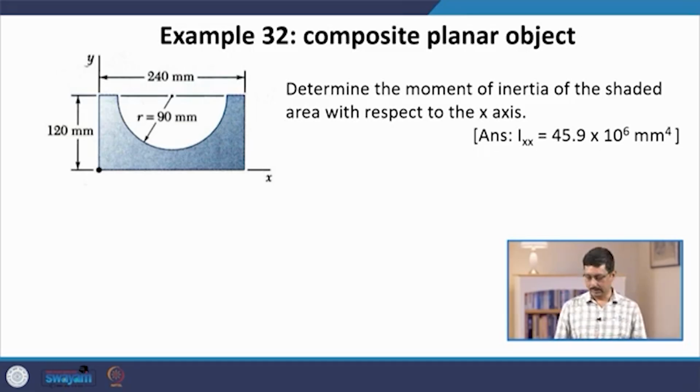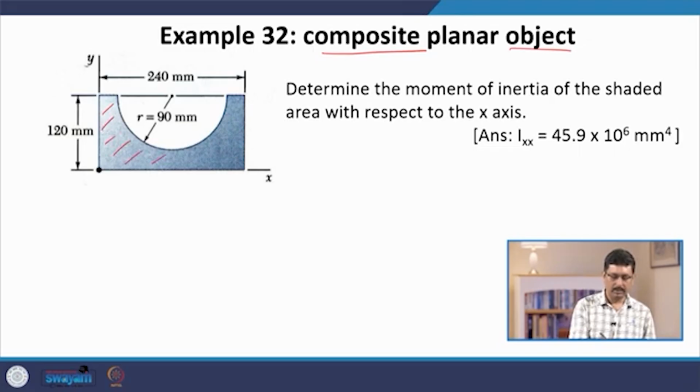Here is a practically important example, because here we want to calculate the moment of inertia not of a simple shape, but of a combination of simple shapes. So, a composite object. Remember, it is analogous to what we did earlier to calculate the center of mass. Here also, instead of the center of mass location, we are going to calculate the moment of inertia of the blue shaded region.